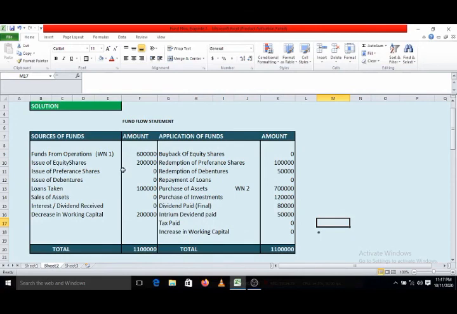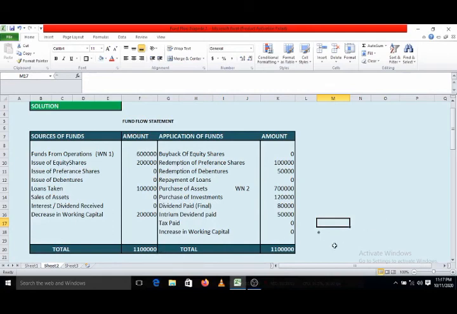These are our sources. This year our total funds raised are 11 lakhs. How have they been raised? On account of funds from operations 6 lakhs, issue of equity shares 2 lakhs, loans taken 1 lakh and decrease in working capital 2 lakhs. So these 11 lakhs of funds have been raised during the year. How have they been applied? For redemption of preference shares 1 lakh, for redemption of debentures 50,000, for purchase of new fixed assets 7 lakhs, for purchase of investment 1 lakh 20,000, for the payment of final dividend 80,000 and for the payment of interim dividend 50,000. So the totals match each other.